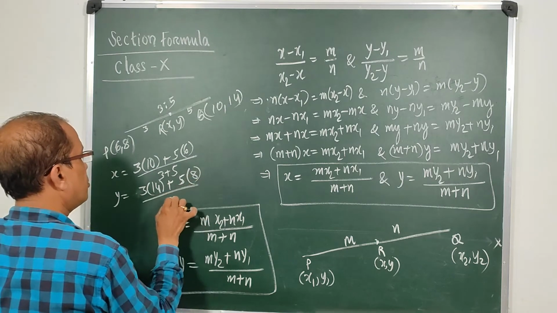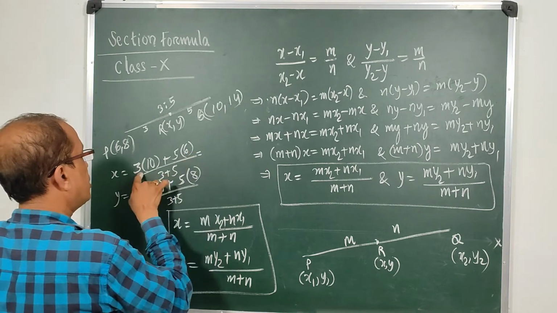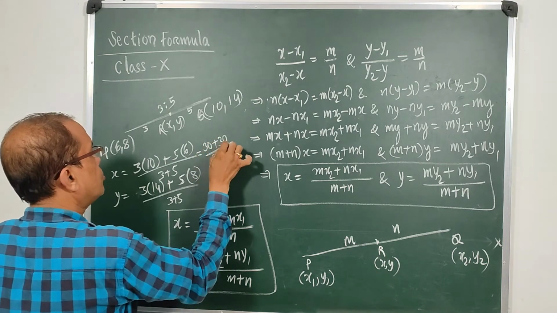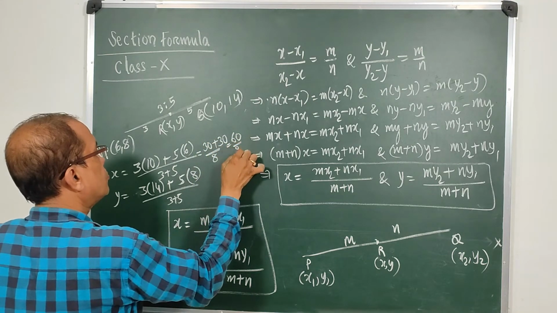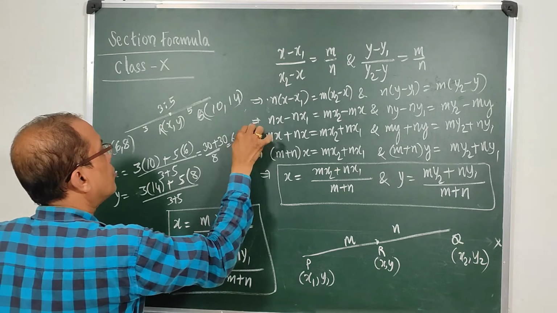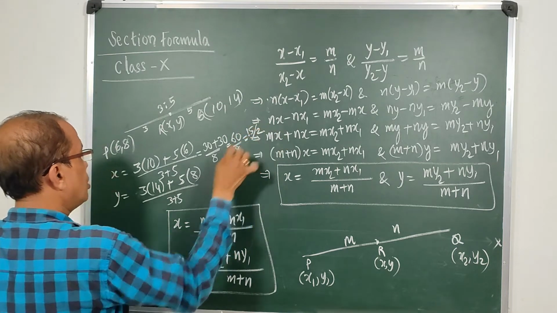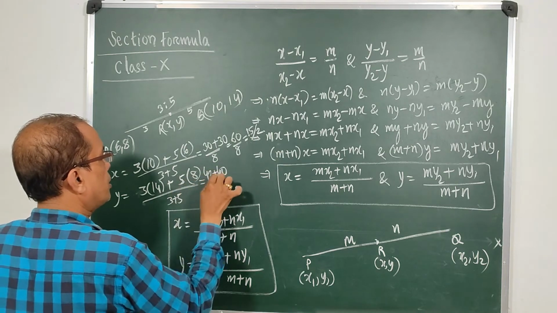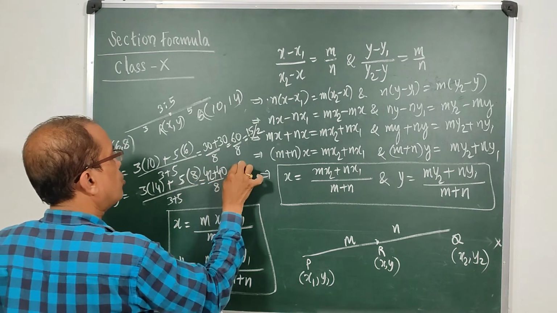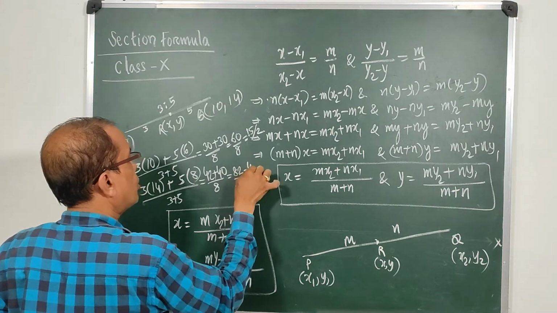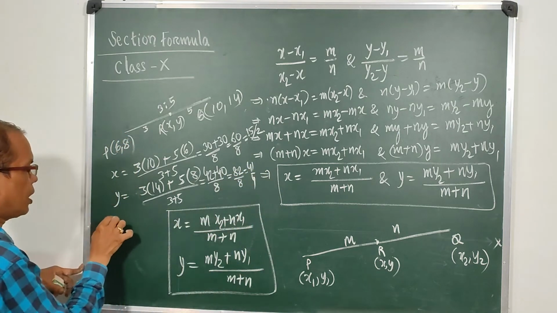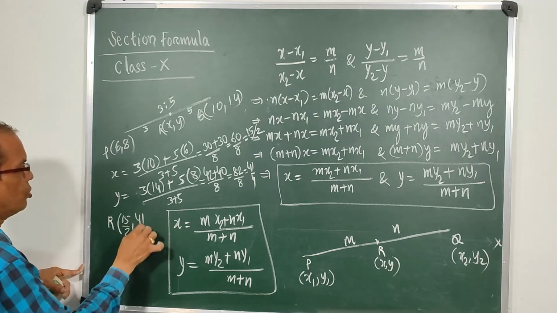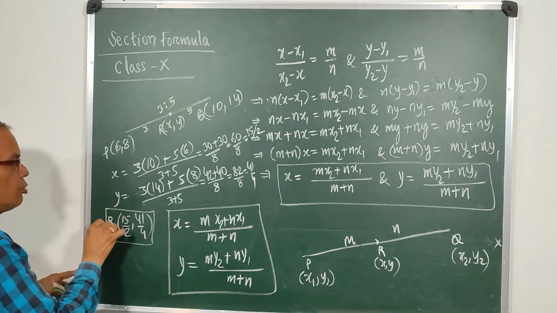divided by 3 plus 5. Just simplify: 30 plus 30 by 8, which is 60 upon 8, or 15 by 2. And here this will be 42 plus 40 divided by 8, so 82 upon 8, which is 41 by 4. So the point R is at (15/2, 41/4). So this is how we use it.